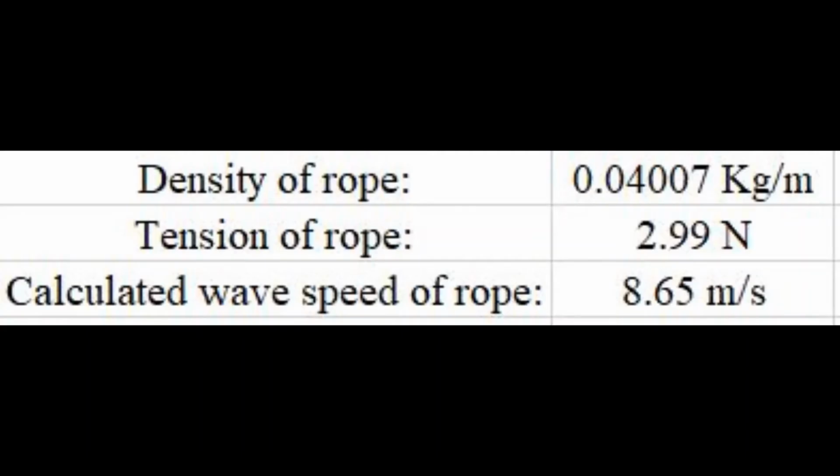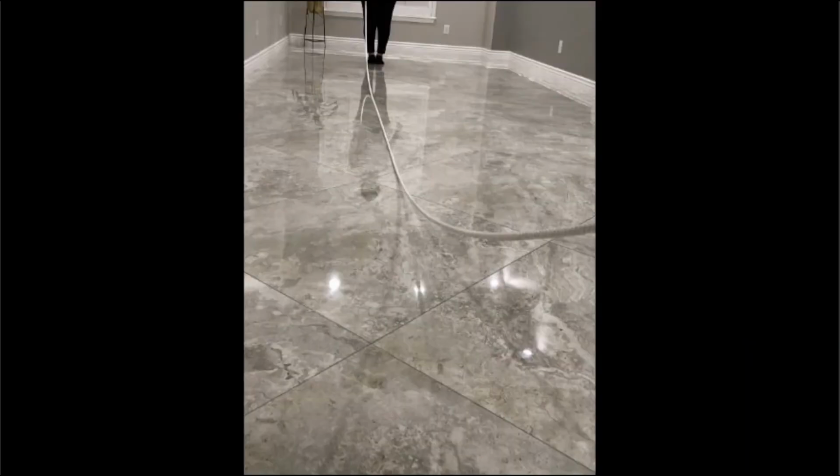In order to recreate this concept, some simple math needed to be calculated. We decided to use a rope with a density of 0.04 kilograms per meter and hold it at a tension of 2.99 newtons. We then were able to calculate the expected velocity of the wave speed to be 8.65 meters per second. In this first example, constructive interference will be demonstrated.